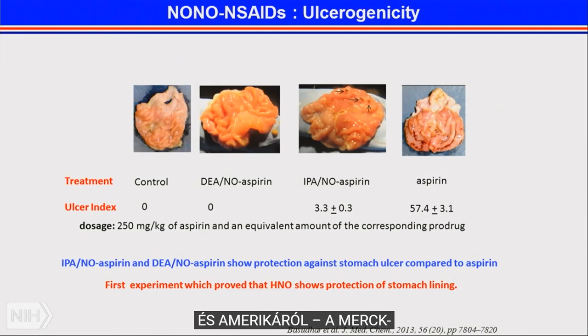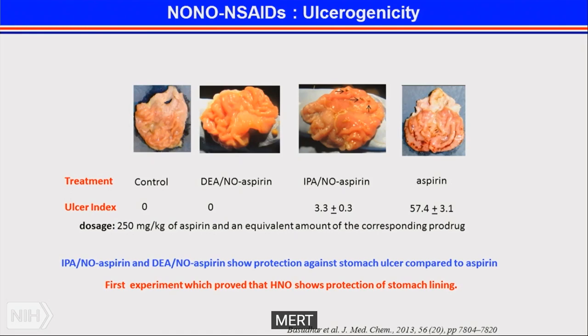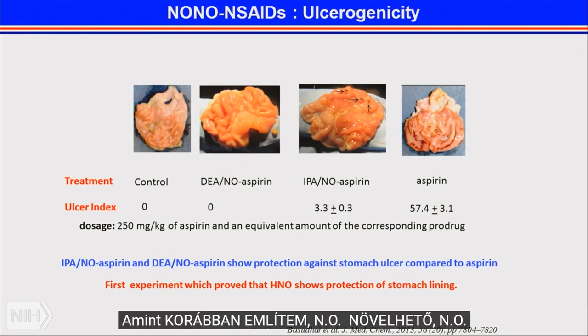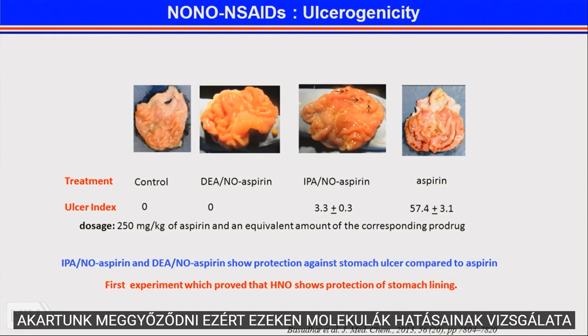So in our approach, we used NO donors and HNO donors because, as I mentioned earlier, NO can protect the stomach lining as well. So we thought that these conjugated molecules can protect against the side effects of aspirin, and we wanted to make sure of that. So we studied the effect of these molecules on ulcerogenicity.